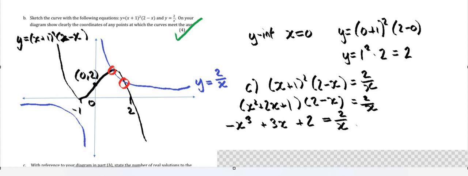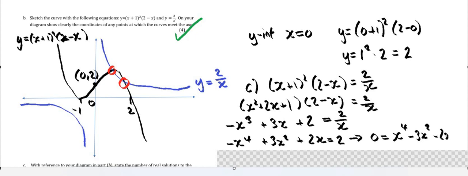Now I need to multiply through by x. So I'm going to basically multiply all of these by x. I get minus x to the power 4 plus 3x squared plus 2x is equal to 2. And now I just need to make this equal to 0. 0 equals x to the power 4 minus 3x squared minus 2x plus 2. And now we would have to solve a quartic, which is why the question does not ask you to solve. Okay, so we have answered the whole question.